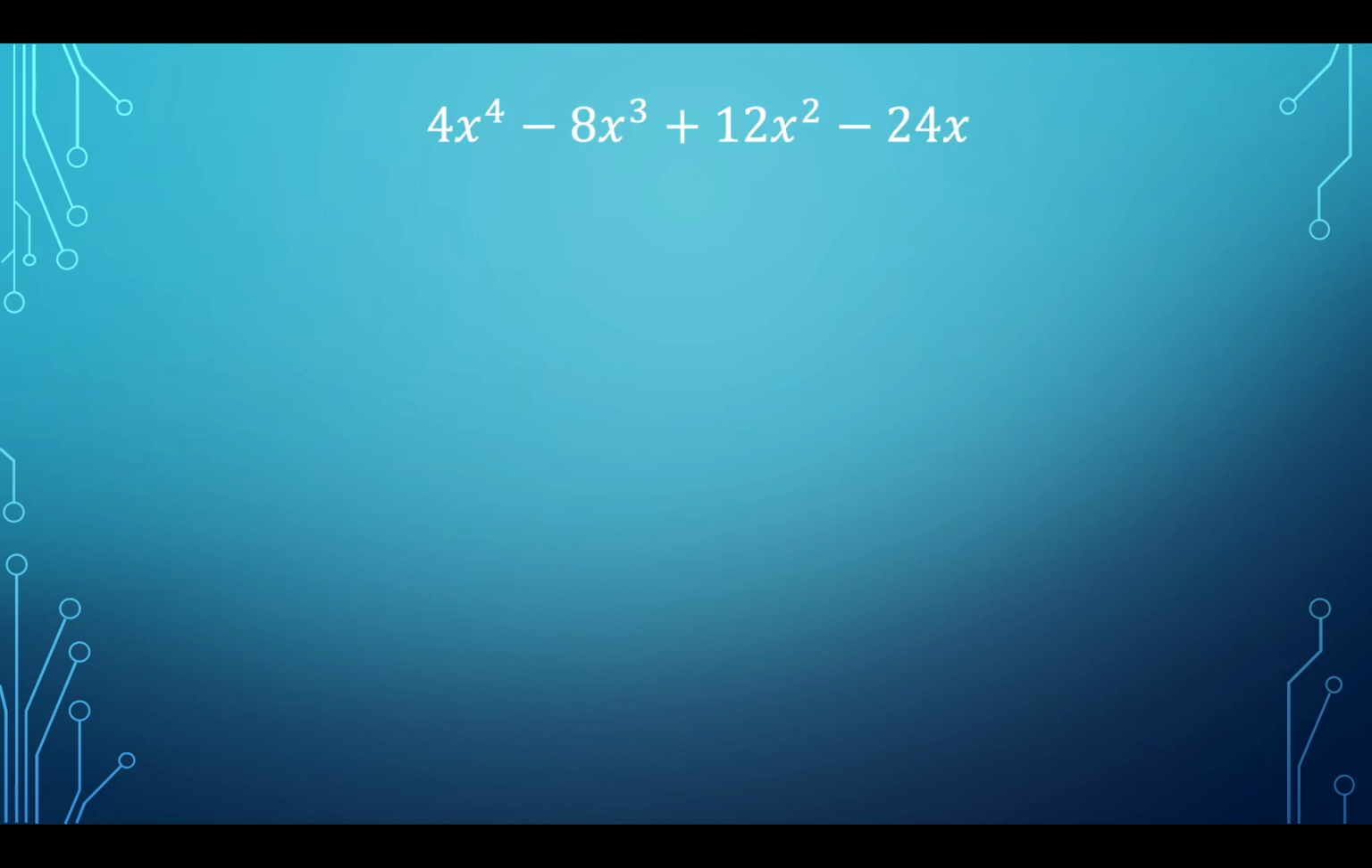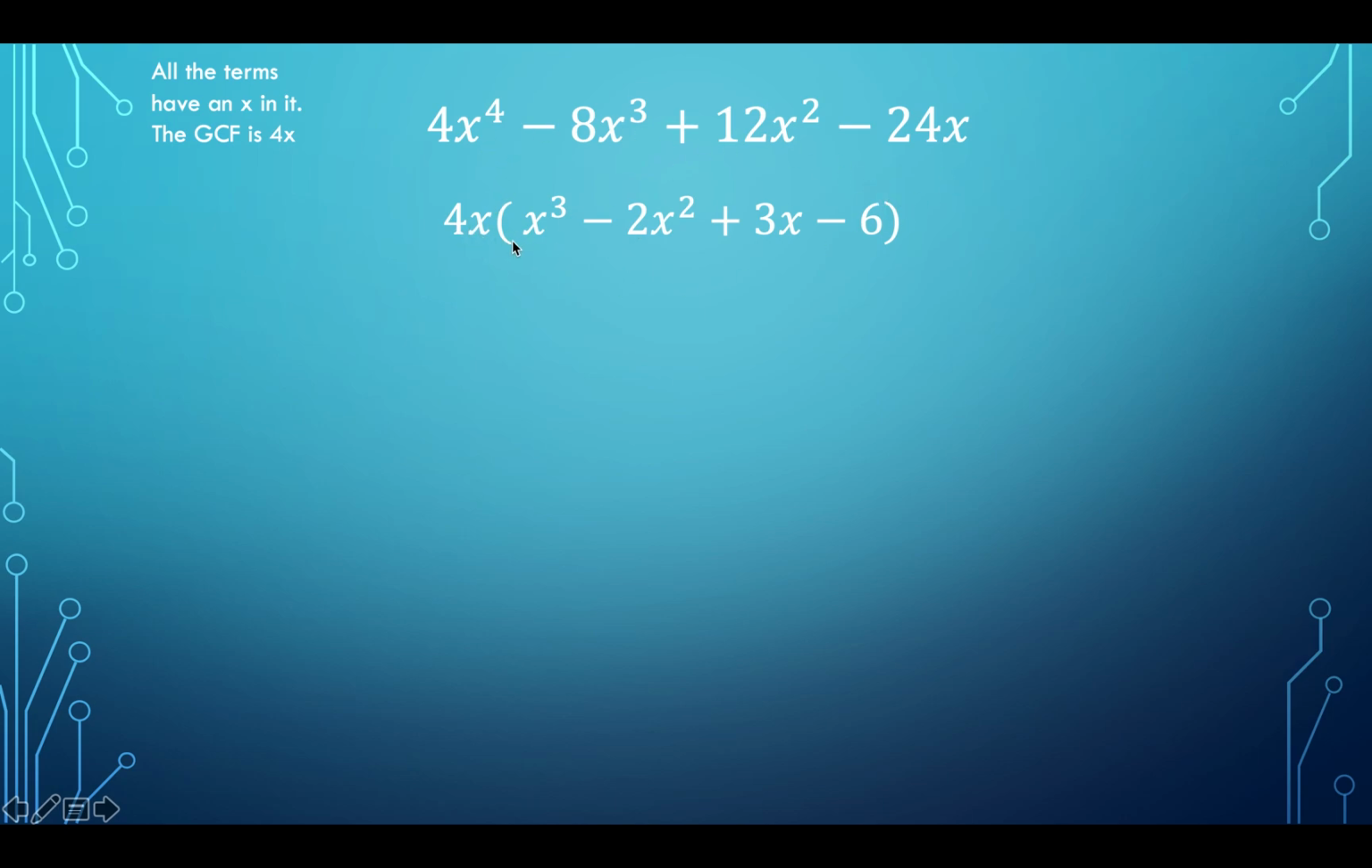So we have 4x to the fourth minus 8x to the third plus 12x squared minus 24x. All the terms have an x in it. The greatest common factor is 4x. So we're going to factor out the 4x. And then once we factor out this 4x, we're going to figure out how we got all those terms.